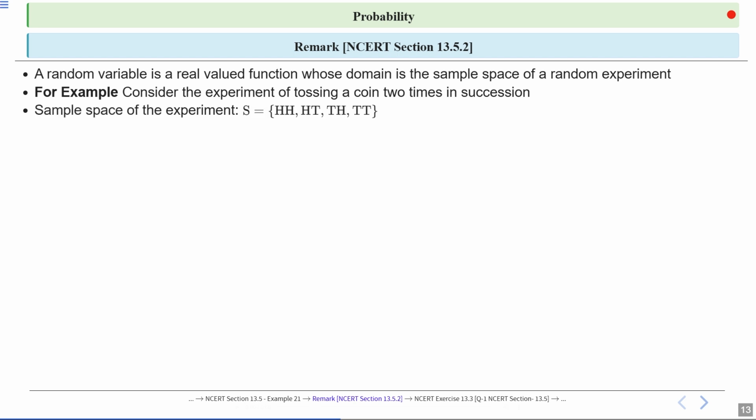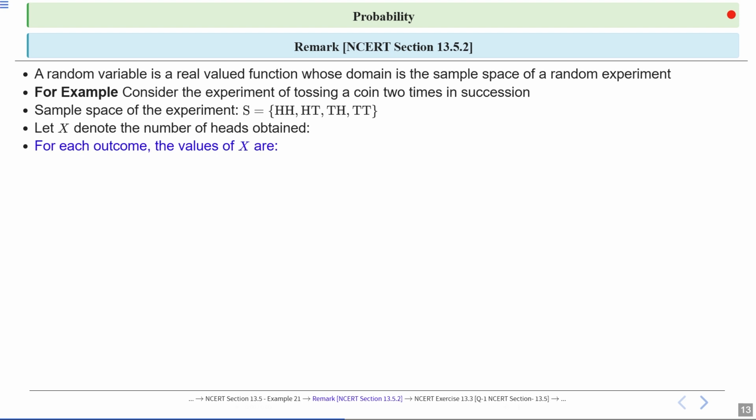Then the sample space of the experiment is S equals {HH, HT, TH, TT}. And then let X denote the number of heads. So for each outcome, the values of X are: X of HH equals 2, X of HT is 1, X of TH is 1, and X of TT equals 0.